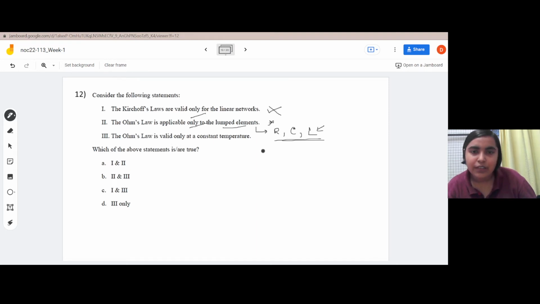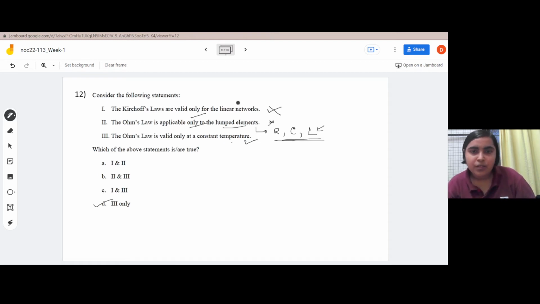So, could anyone comment about the third statement? Yes, ma'am. It is only valid at constant temperature. Exactly. So this is true. That way, only option D is true.